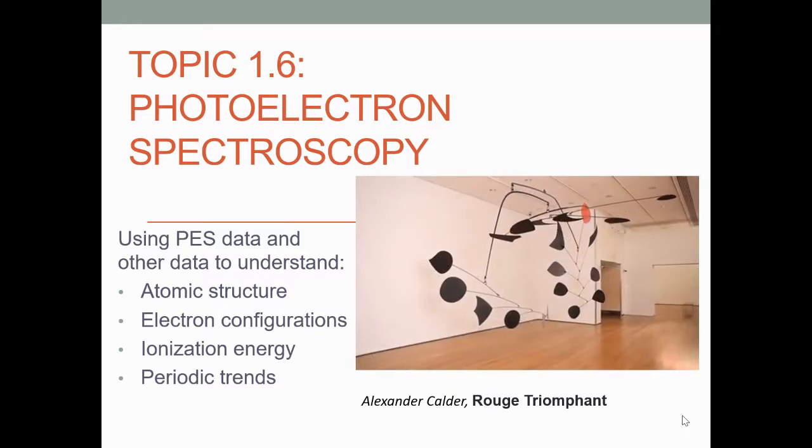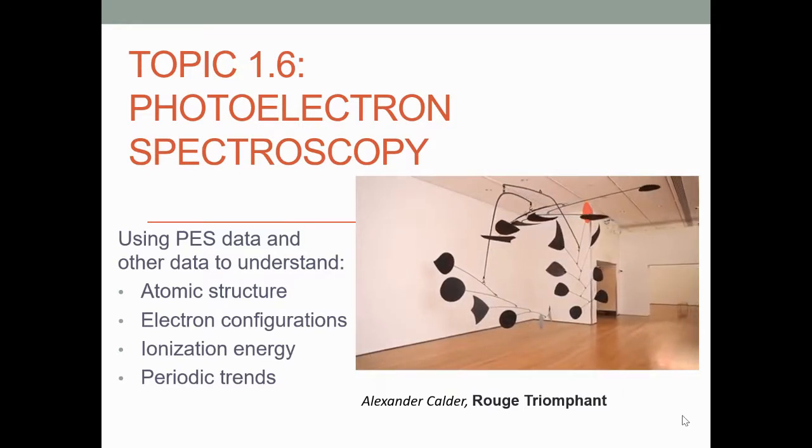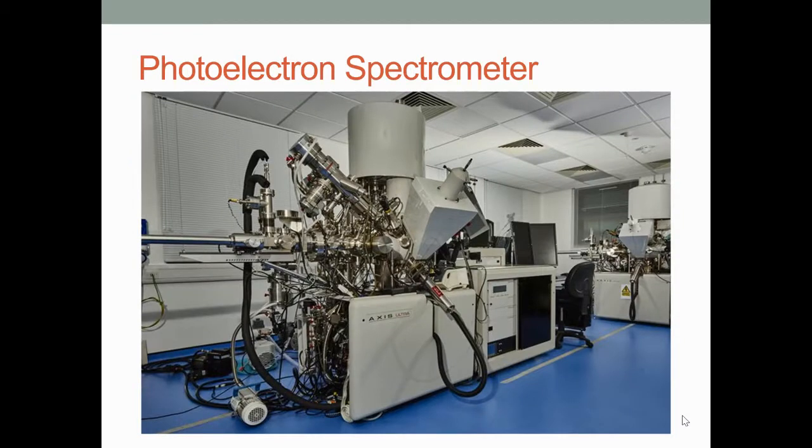So let's look at what photoelectron spectroscopy is. First, let's look at a photoelectron spectrometer. You can notice this is a large piece of very expensive equipment, and again, it simply allows us to calculate how much energy electrons have within an atomic structure.